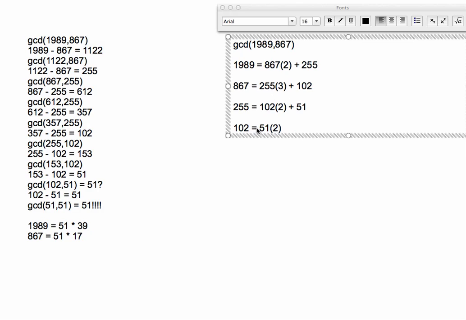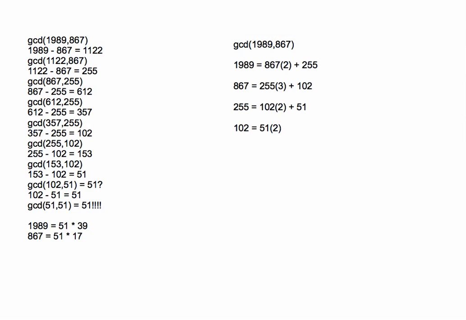So 51 goes into 102. That is the biggest divisor of these two. And for some reason, which is yet to be seen, 51 also turned out to be the divisor of 867 and 1989. Okay, so you see how the steps work, but now the question is, why does the process work? Okay, so let's check that out.